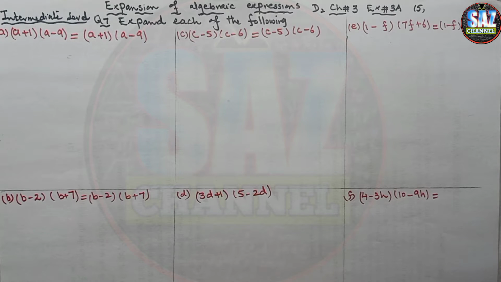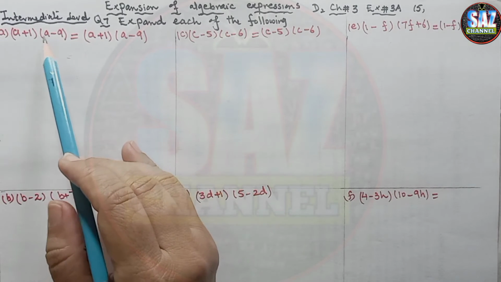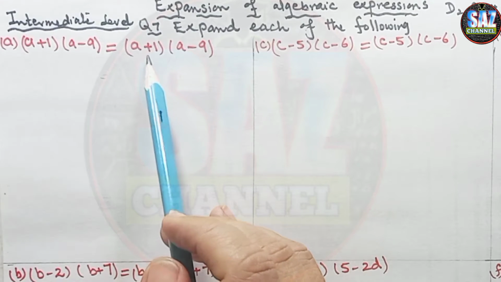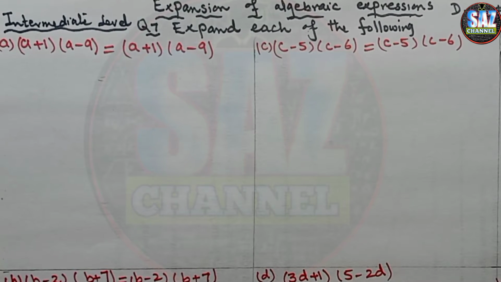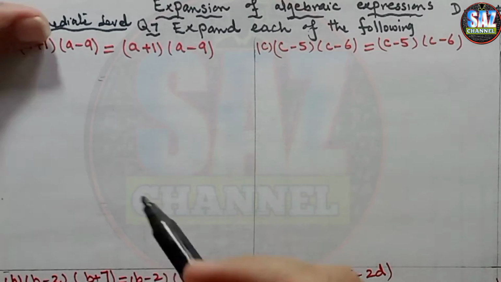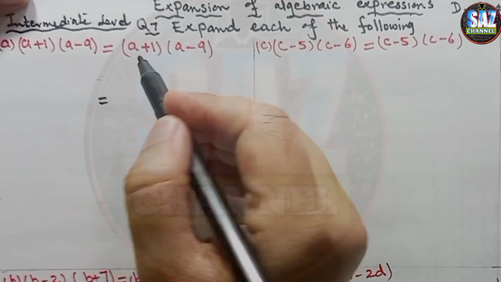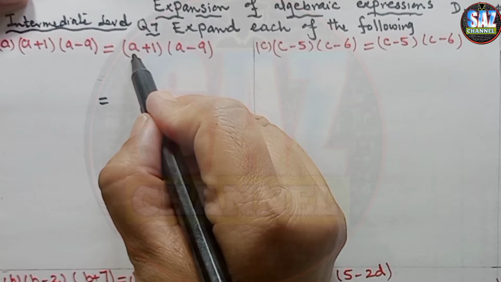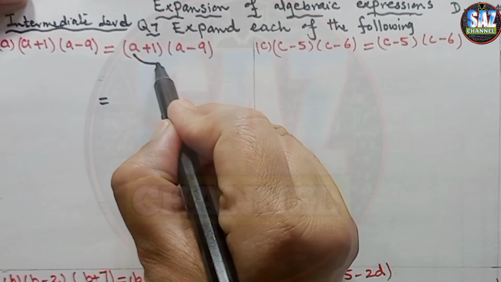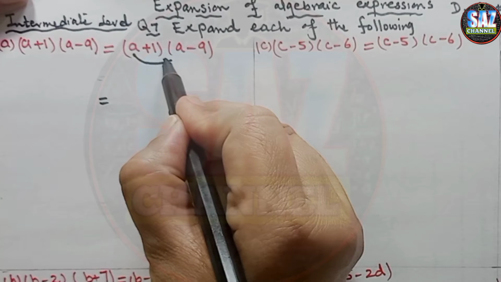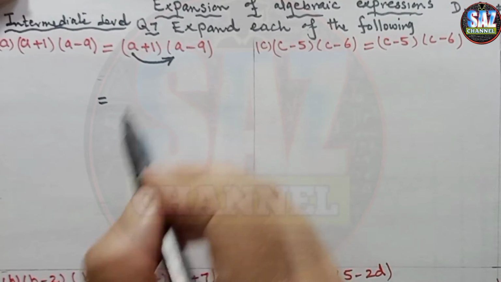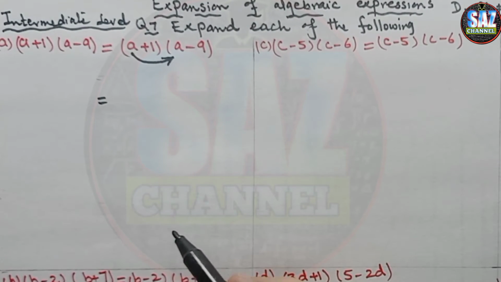Let's move to question number 7. The question says to expand each of the following expressions, and the first part is (a + 1)(a - 9). Let's go for the solution. First of all, we have to expand, and we know the meaning of the term expand: we have to remove the brackets. I take the first term of the first bracket and multiply it with the whole of the second bracket.